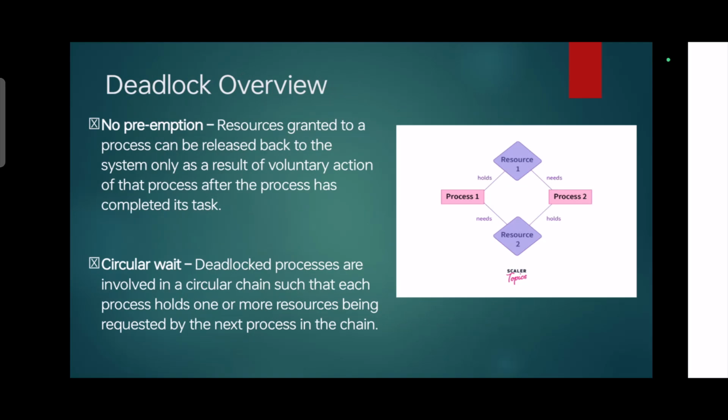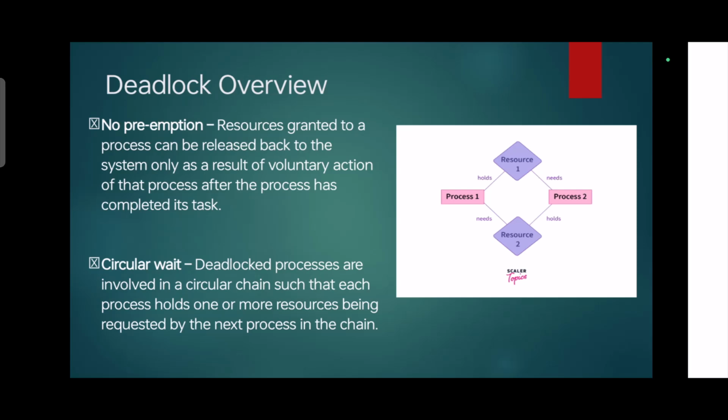Third point for a deadlock is non-preemption. Resources granted to a process can be released back to the system only as a result of voluntary action of that process after the process has completed its task. Fourth condition that should occur simultaneously is circular wait. Deadlocked processes are involved in a circular chain such that each process holds one or more resources being requested by the next process in the chain. So when these conditions occur simultaneously, a deadlock occurs, which is illustrated in the diagram.